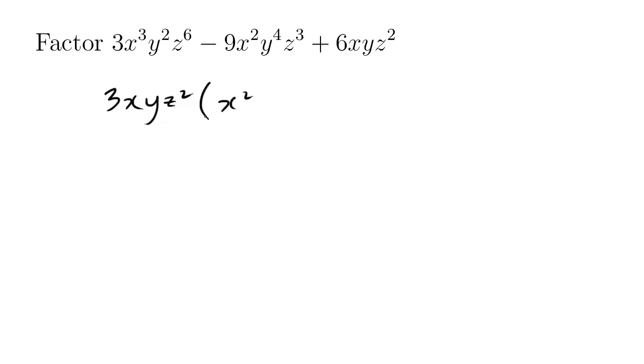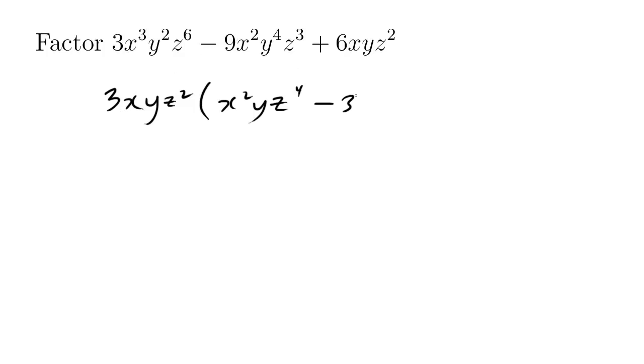And we have y here, because y times y is y squared. And we have z to the 4. We have z squared multiplied by z to the 4. You add the exponents. Common mistake is to accidentally multiply the exponents. Becomes z to the 6. And we have minus 3.